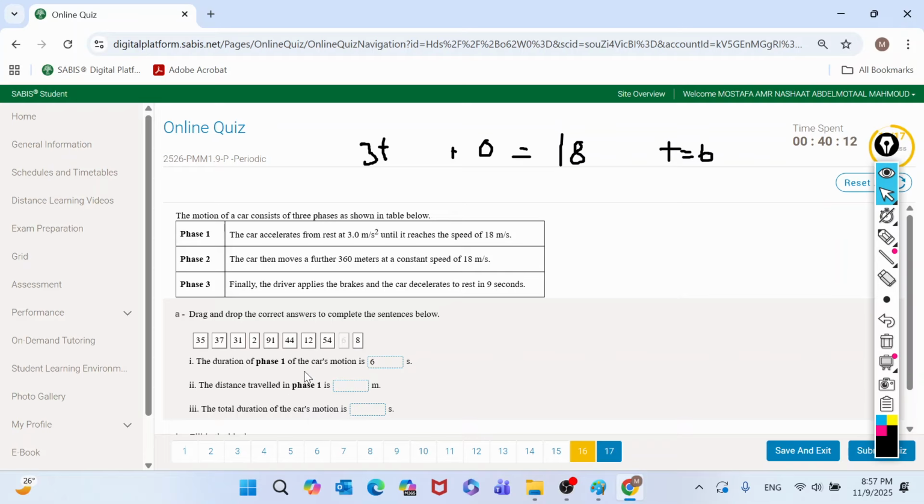The distance traveled in phase 1. We also need to find the distance. So I think we need to use 1 over 2 a t squared, because now we have t. So 1 over 2 times 3 times 6 squared, plus v0t, which is 0, plus x0, which is also 0. So 1 over 2 times 3 times 36. You get 54.